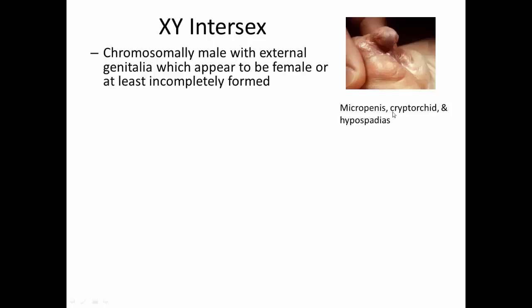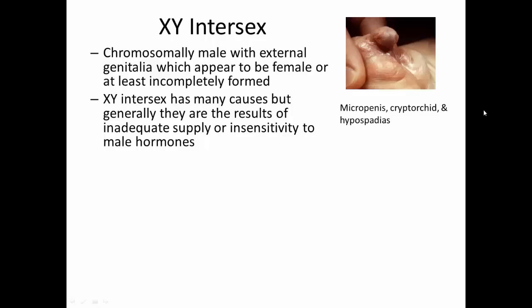I mentioned that before, but remember, hypospadias meant that the urethra opened at the base of the penis because the urethral folds didn't fuse to make a urethra, and so there's this opening here at the base of the penis where the urine is going to come out. So XY intersex has many causes, but generally we think it's because there's an inadequate supply or an insensitivity to male hormones. So essentially what we're saying, they don't make the androgens, or they don't have receptors for the androgens. So it's like the androgens aren't there at all.